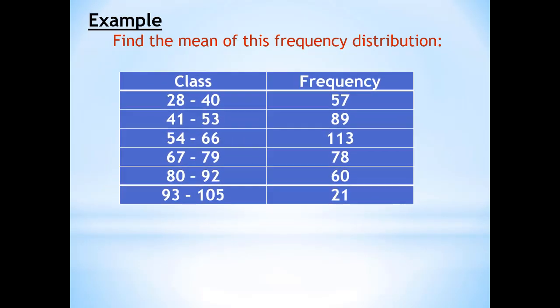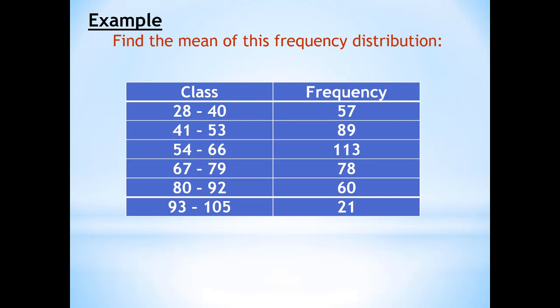Find the mean of this frequency distribution. We have a class from 28 to 40 with a frequency of 57, from 41 to 53, frequency of 89, from 54 to 66 with a frequency of 113, from 67 to 79 with a frequency of 78, from 80 to 92 with a frequency of 60, and from 93 to 105 with a frequency of 21. But again, we don't have the data values, we just have the distribution. So let's go ahead and find the mean.